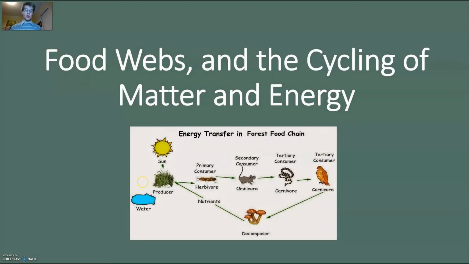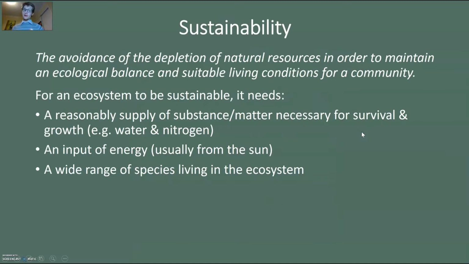More specifically, we're going to look at certain aspects of ecology. We're going to look at food webs, as well as the cycling of matter and energy. Now, you're going to find that these aspects of ecology really strongly relate to the idea of sustainability. I'm going to come back to this in sustainability at a later point.